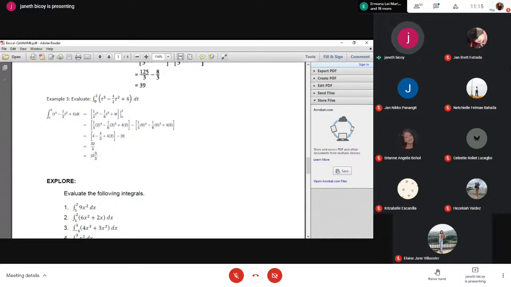Okay, so actually the 10 and 2/3 is an area. This represents an area.